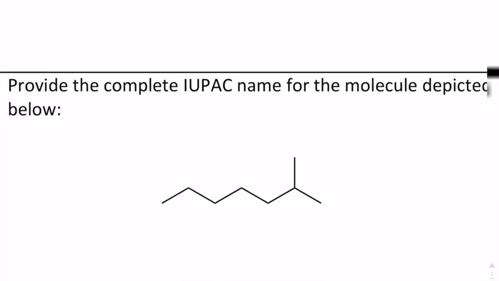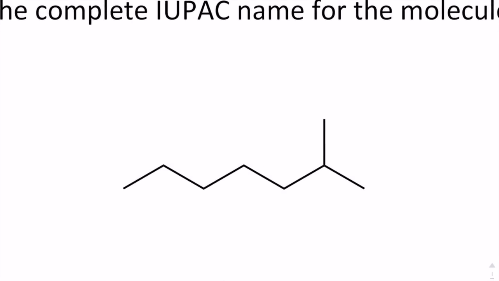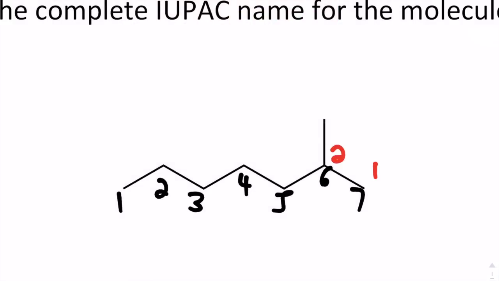So provide the IUPAC name for this molecule as well. So we want to find the longest parent chain. That could be one of two numbering configurations. 1, 2, 3, 4, 5, 6, 7. Or I could have said 1, 2, 3, 4, 5, 6, 7. So they're all going to be 7 carbon chains, but more specifically, which one is right, black or red? And the answer is it's the red one.